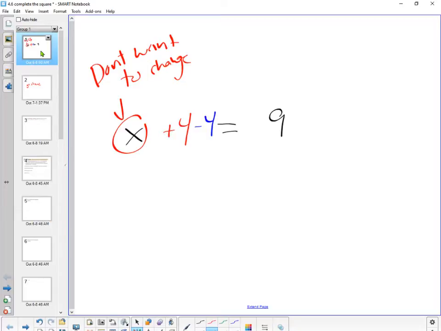Does that make sense mathematically? Okay, cool. One of those. I'm trying to put it back up there.